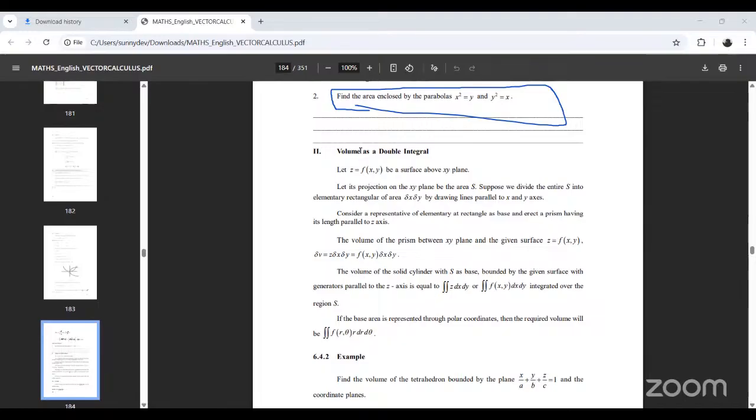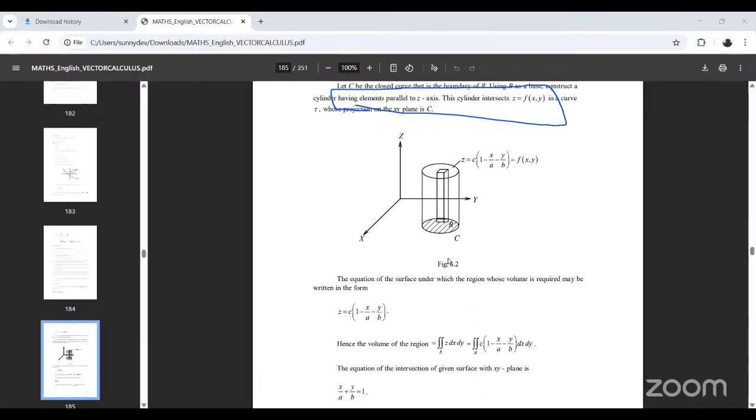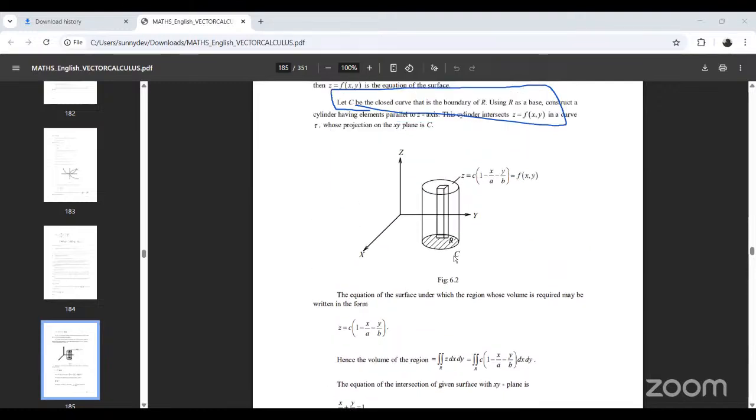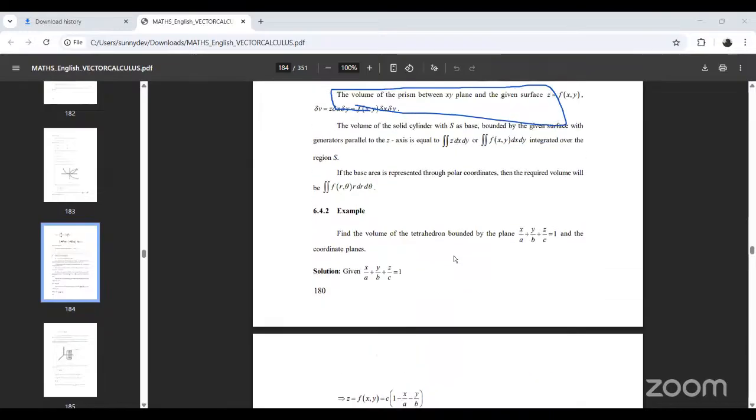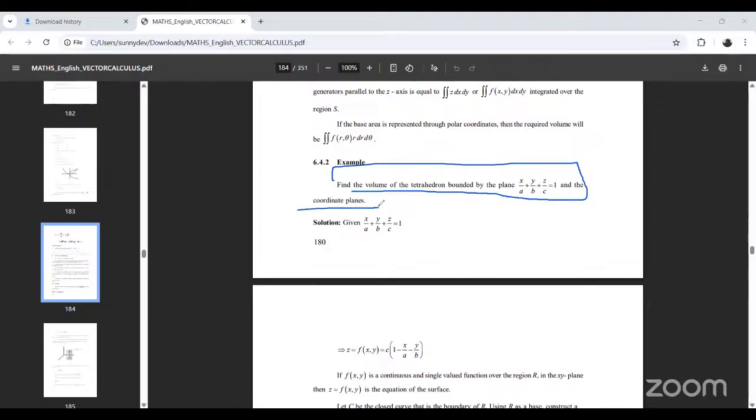Next, volume as a double integration. Actually, we usually find the volume using triple integration, but in some cases we can find the volume using double integration. So find the volume of the tetrahedron bounded by x by a plus y by b plus z by c equals 1 and the coordinate planes. From there we can write z equals c into 1 minus x by a minus y by b. Now z is a function, f of x comma y.